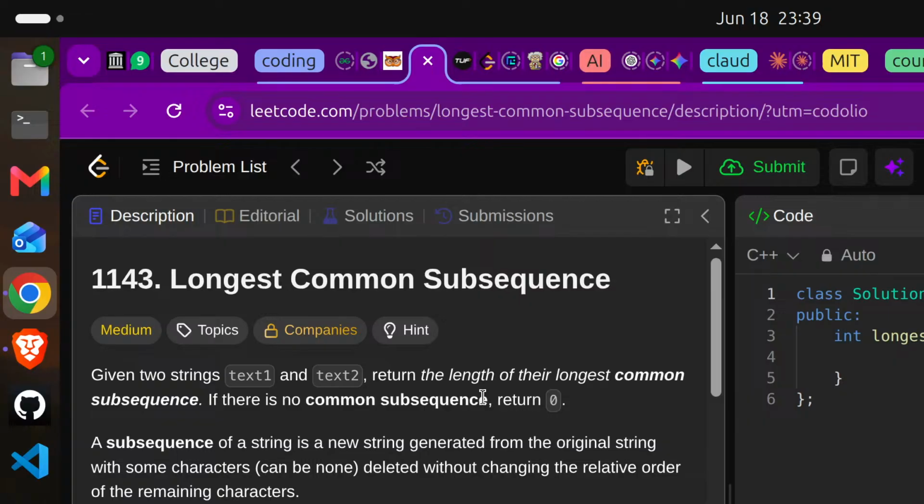Hey everyone, welcome back to Take You Forward. So, in this video, we will be solving a bit different problem. And the problem is longest common substring. Substring, not subsequence. Okay, so what is actually a substring?